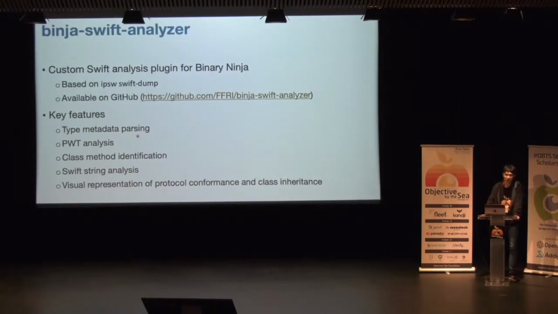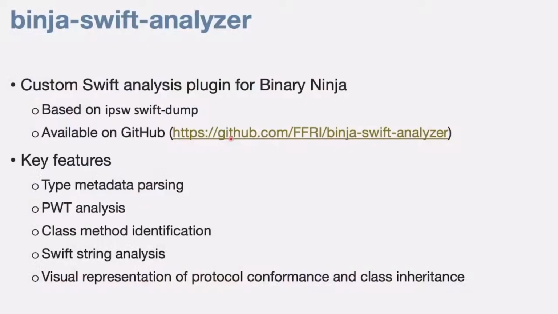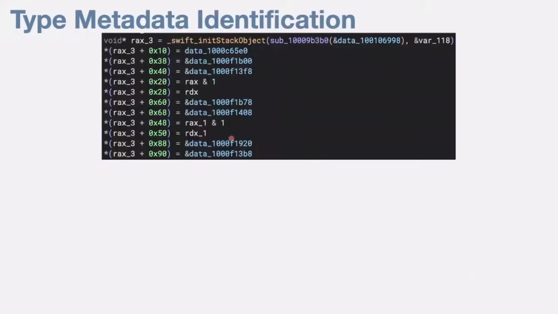So that's why I developed a plugin called Binja Swift Analyzer. I've just published it on GitHub. This plugin is based on the IPSW SwiftDump command, and it annotates type metadata accessors, protocol witness tables (PWTs), and class methods to the disassembly. It also supports other features to help in Swift reversing, such as Swift string analysis.